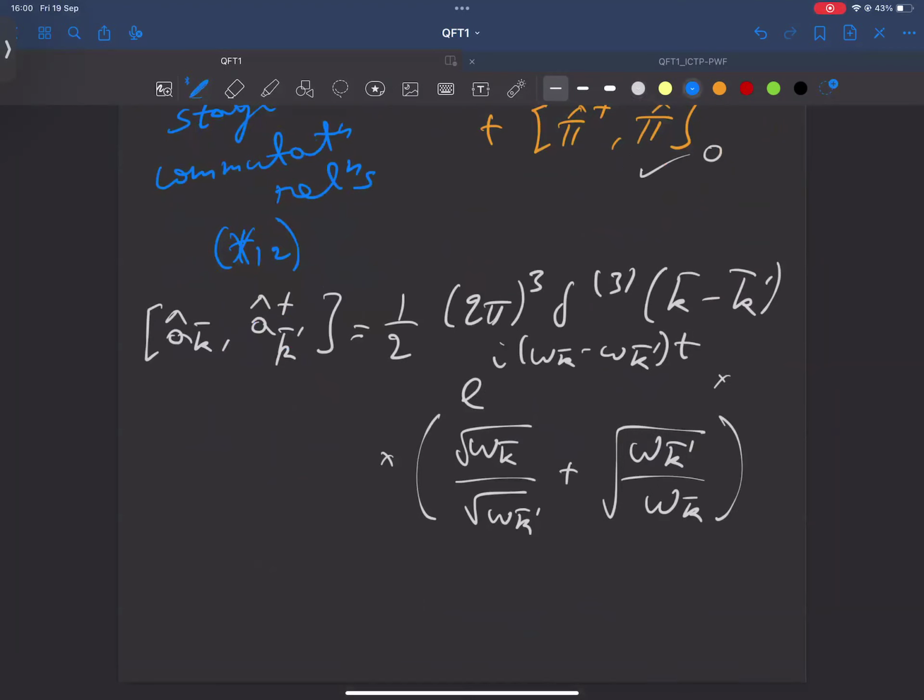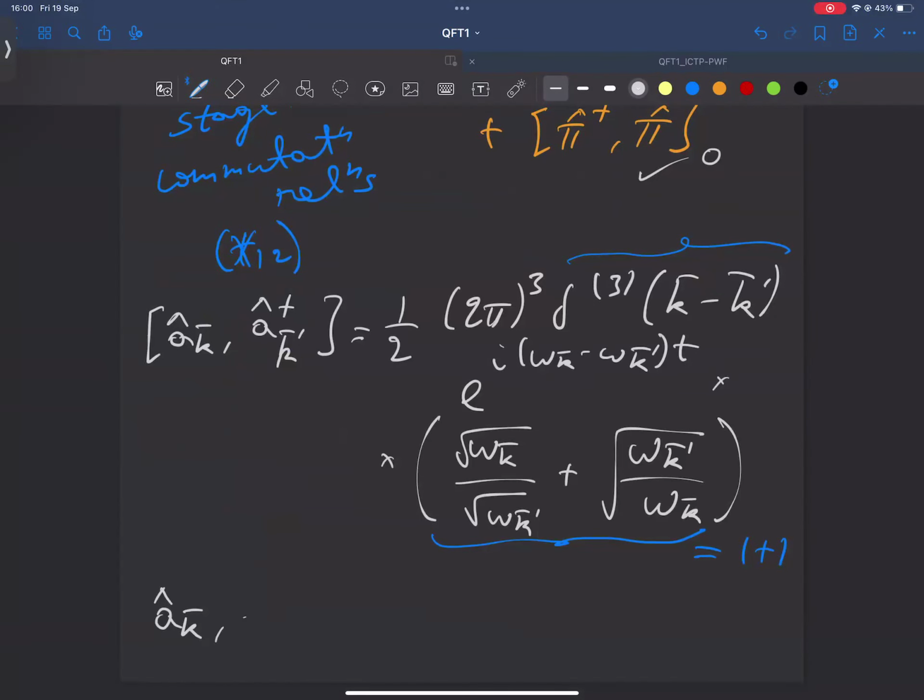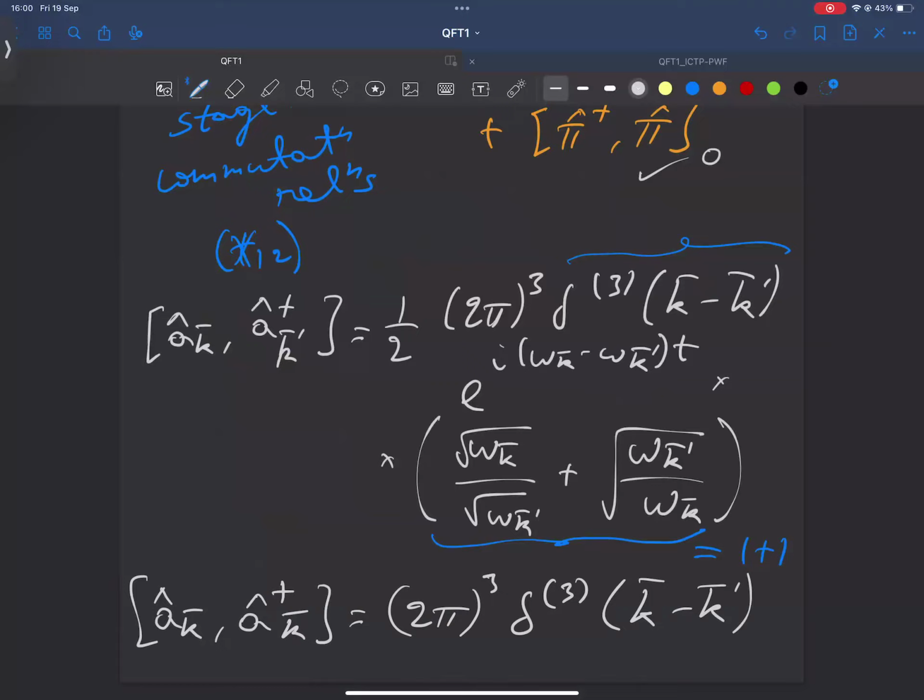Now you see that we have a delta function multiplied here. So we can take k to k prime to collapse this to just 1 plus 1, because if k is k prime, they're equal and they're all multiplying a delta. So if we do that, what we finally get is this 2 pi cubed delta k minus k prime.